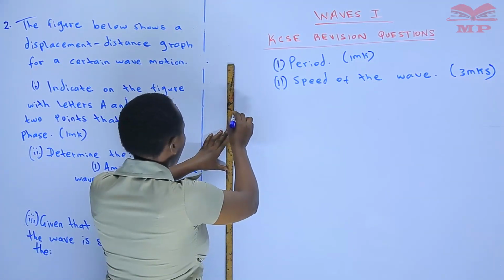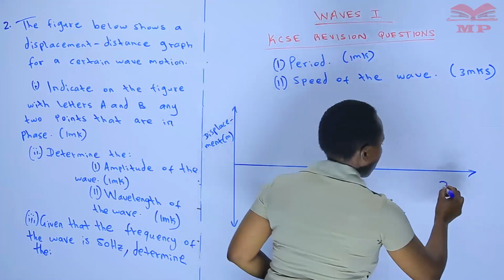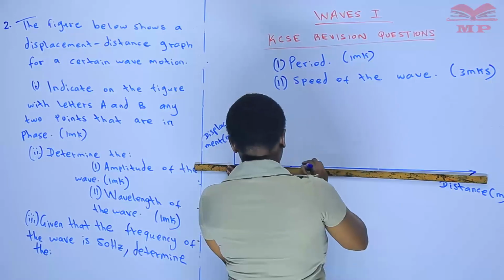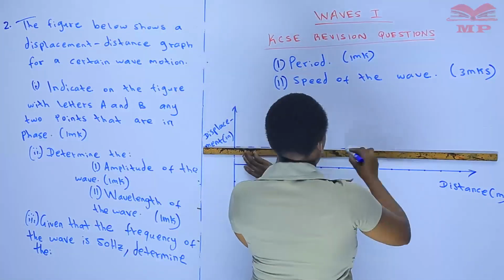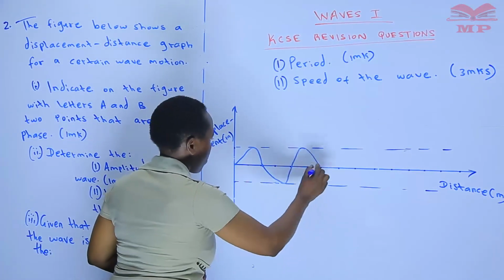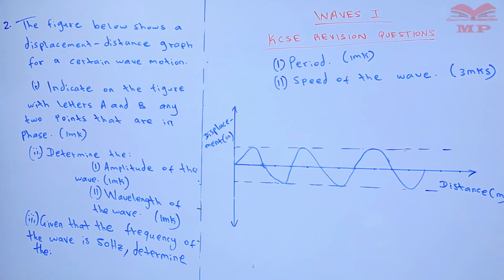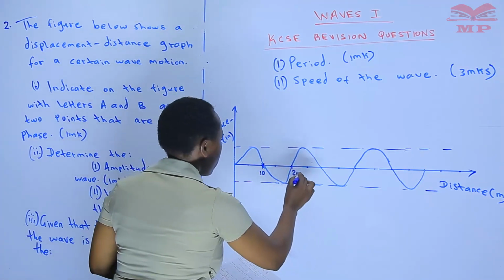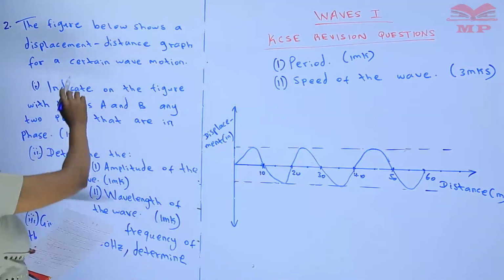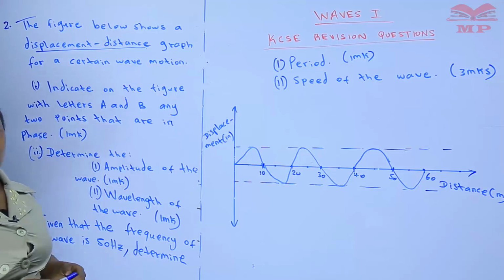So we are going to have the wave here so that you can determine all those that are in the question from it. So it is a displacement distance graph. It's in meters. Distance is also in meters. So this is what we have for our wave. So that is the wave, and we've been given the following. This is 10, 20, 30, 40, 50, and 60. So that is the displacement distance graph for that wave motion. So you can use it to answer the questions that you have been given.